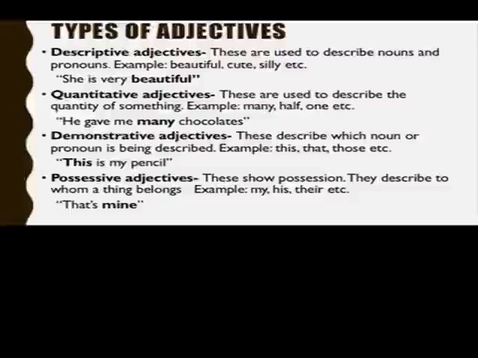Demonstrative adjectives describe which noun or pronoun is being described. Example, this is my pencil. Here, this acts as a demonstrative adjective. Possessive adjectives show possession. They describe to whom a thing belongs. Example, that's mine. Here, mine acts as a possessive adjective.